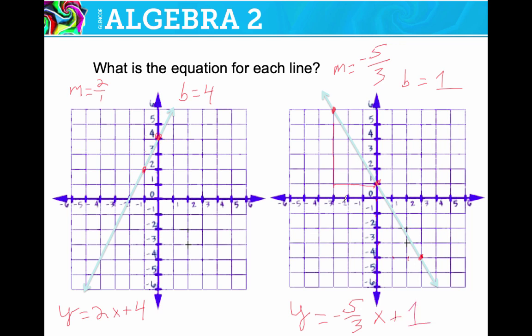Remember a couple of quick checks here. You're going up from left to right over here. Slope needs to be positive. Going down from left to right here. Slope needs to be negative. You can kind of check that even before you started. You could have told yourself whether the slope would be positive or negative.